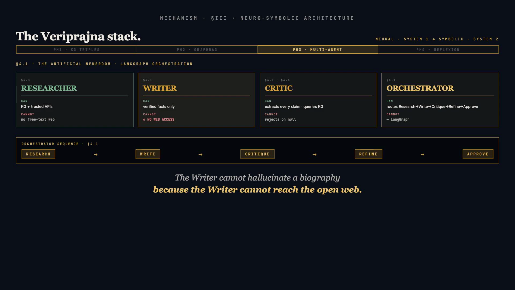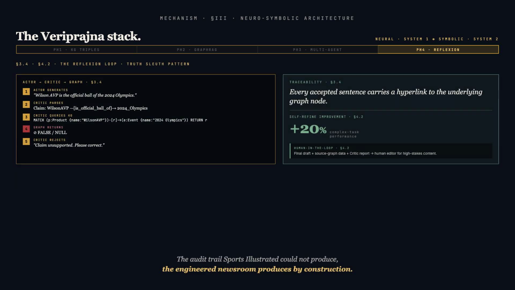Phase 4. The reflexion loop. The critic queries the graph for a claim. Wilson AVP is the official ball of the 2024 Olympics. The graph returns false. The critic rejects the draft. Every accepted sentence carries a hyperlink to the underlying graph node. The audit trail that Sports Illustrated could not produce, the engineered newsroom produces by construction.